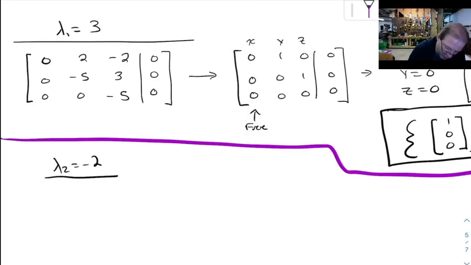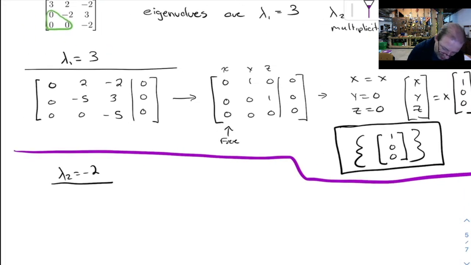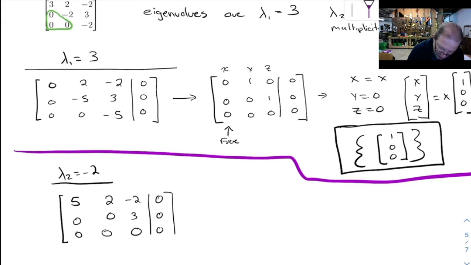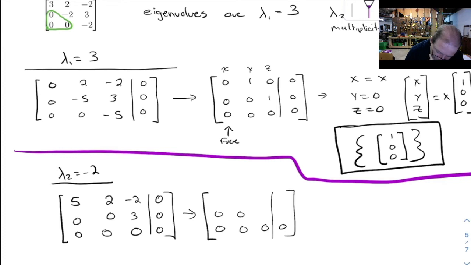Okay, let's do the other one. So we're going to subtract that off of the main diagonal. So my main diagonal is going to be 5, 0, 0, and the rest is unchanged. I'm going to augment that with some zeros, and now I'm going to row reduce it. And honestly, I'm not going to use Octave to do this one, because it's actually pretty simple what's going to happen here. You've got those zeros on the bottom. The middle row would become 0, 0, 1, 0. And then you can use that 1 to zero out the top.